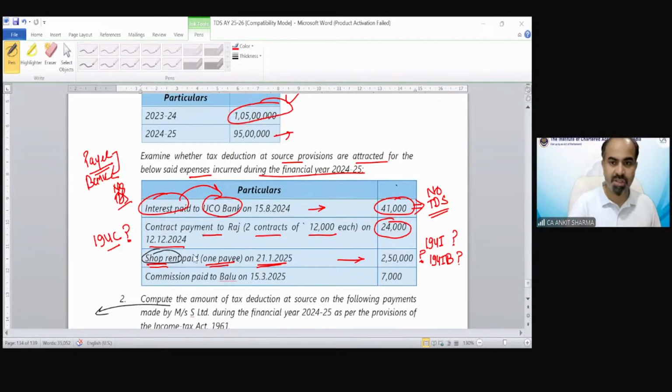Okay, so that was 194I applicable and TDS would be liable to deduct. Commission paid to Balu on 15th March 2025. Whether TDS is required to be deducted or not, and if no, then why? If yes, then in which section? Easy. The commission limit is 15,000, and because it's less than 15,000, there would not be any TDS liability. So is this question difficult? I don't think so.